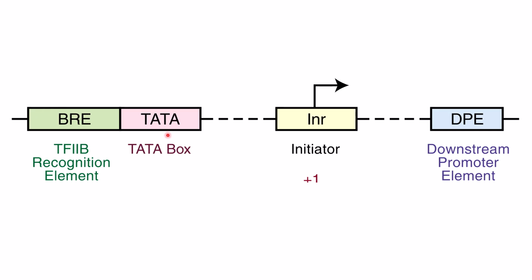Okay, now if the Tata box is mutated, there are other promoter elements, that is BRE, INR, and downstream promoter elements, and they can result in transcription of mRNA, but the efficiency will be very less compared to when the Tata box was there. If the Tata box is there, it is 100% efficiency, but if the transcription is from BRE, INR and DP, then it will be less when compared to the presence of the non-mutated or wild type Tata box.